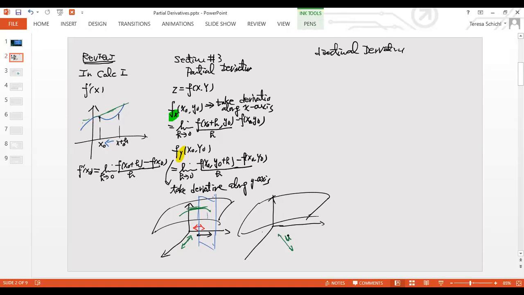So in this direction here, you find a plane that intersects along this direction, and then it creates a curve on the surface. Then you try to find the tangent line for this curve along the u direction, right? Okay, so this is how we derive the directional derivative.